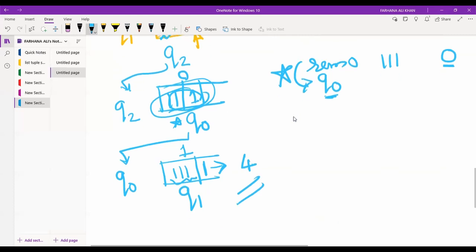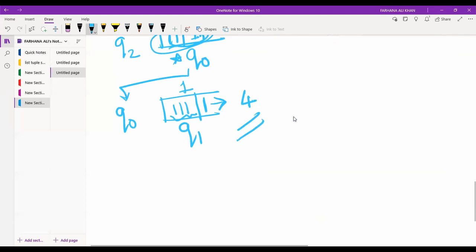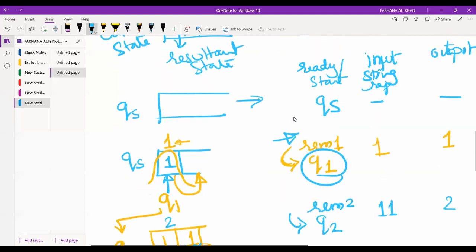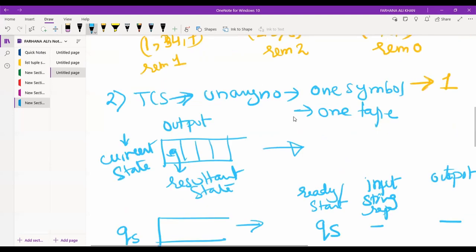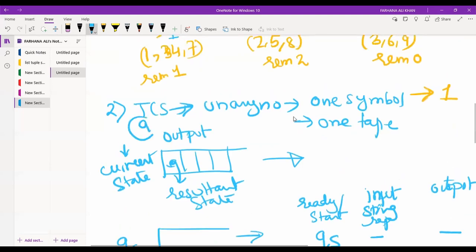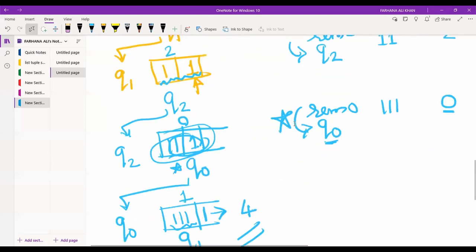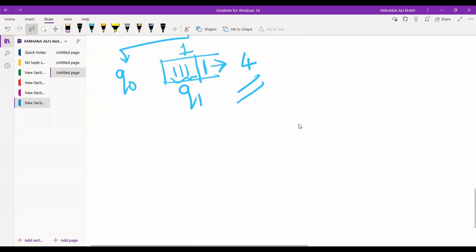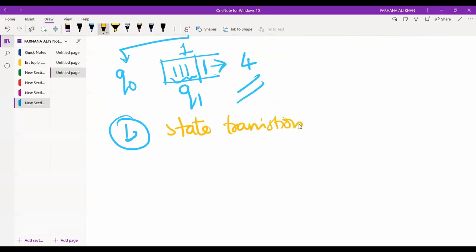Okay, so this is the step A of the TCS method. What is the step B of the TCS method? We are going to design the state transition table. So we'll write state transition table here. How we are going to write it?